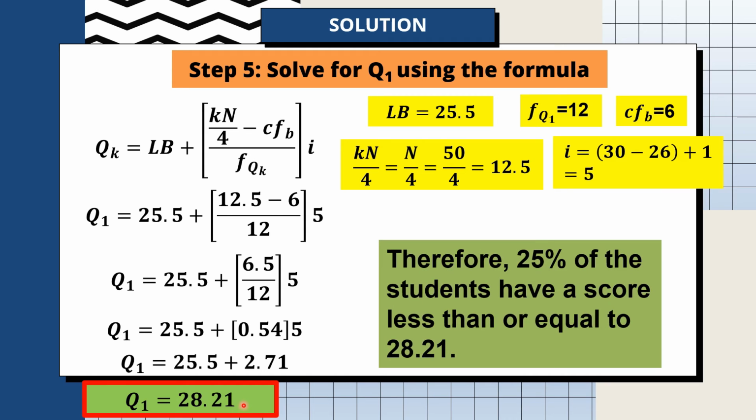So, ang ibig sabihin nito, 25 students have a score less than or equal to 28.21. So, ito po yung ating quartile 1 score points. Simula sa 28.21 pababa hanggang 21, yan yung scores ng ating 25% of our students or 12.5 of the students.